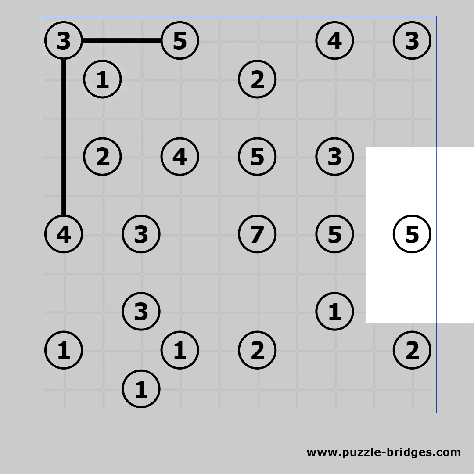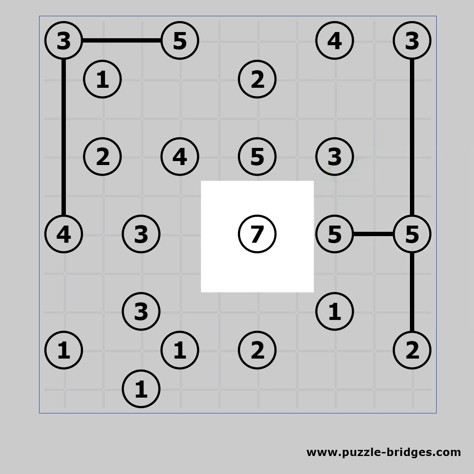Similarly, if we had a 5 on the edge, there would be at least 1 bridge in each of the 3 directions. Same goes for a 7 anywhere on the puzzle.